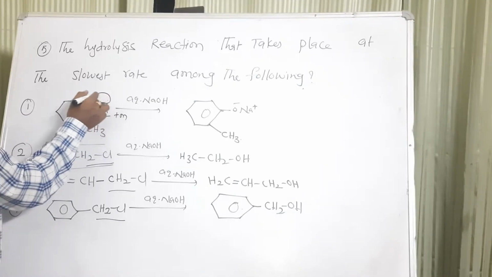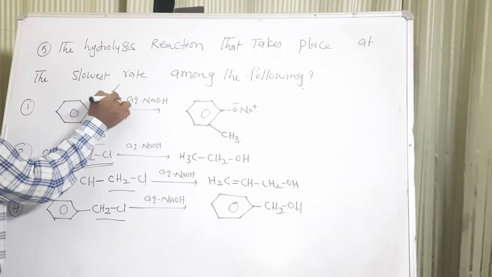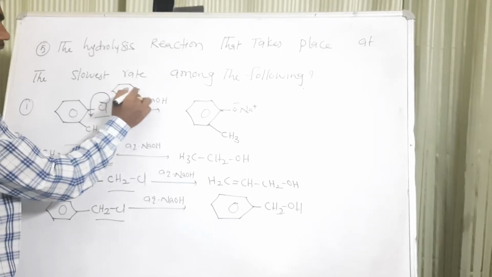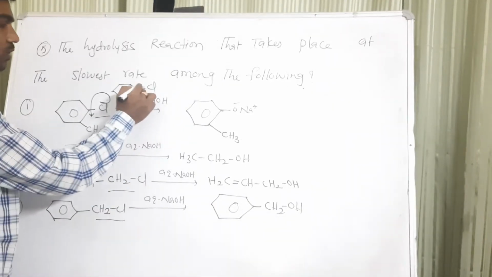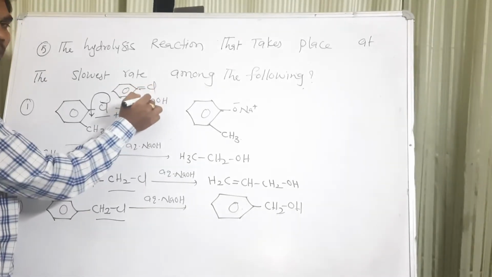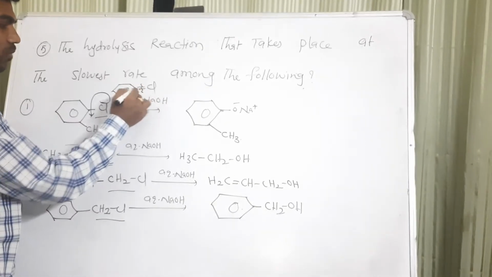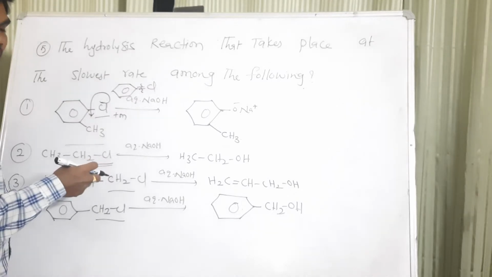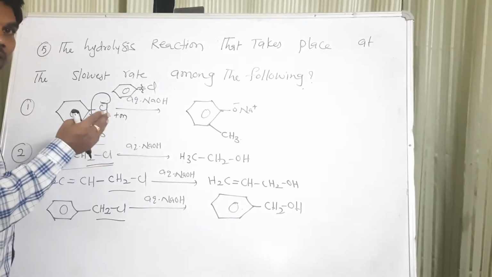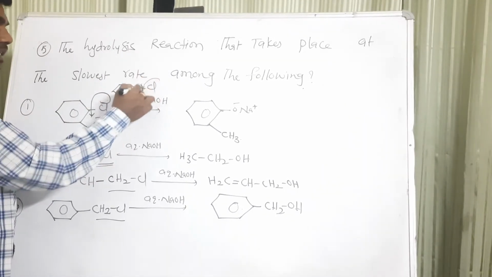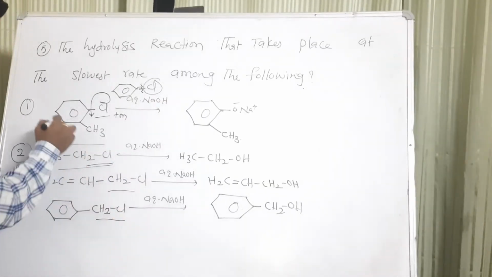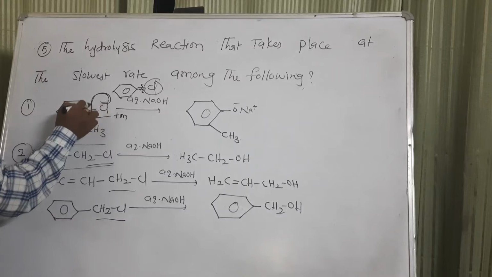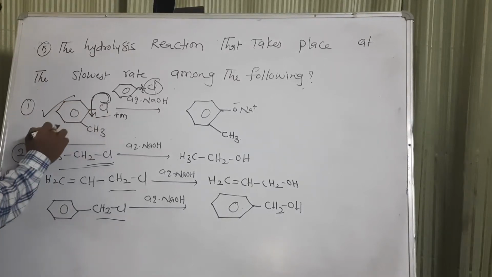So when it donates this lone pair of electrons to this one, it is going to get a double bond. This aryl halide is going to get a double bond. To break this double bond we have to give more energy. So in such a case, aryl halides are not reactive enough, and replacing this chlorine is not that easy a task. Among the four options, this one will participate in resonance, so that's why this one is slow.